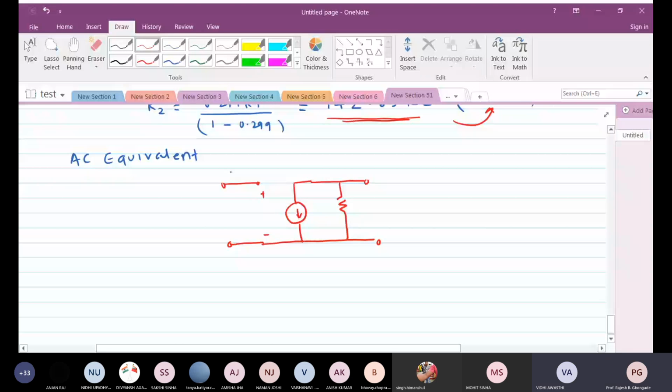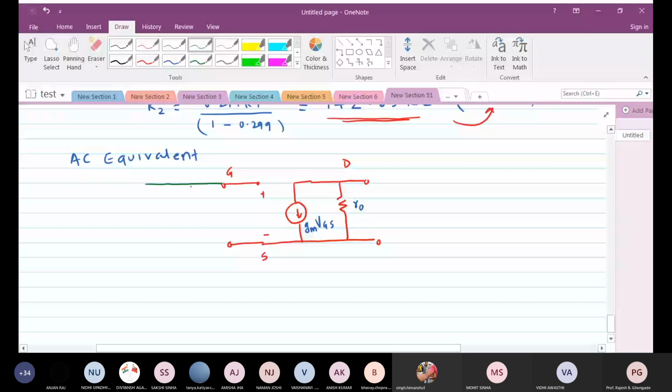This was the gate. Yes, sir. This was the source. This was the drain. Okay, and I have the values as this as RO. What is this? Come on, tell me. It is GM into VGS. Yes. All right, and then I finish the model with the external resistors now.